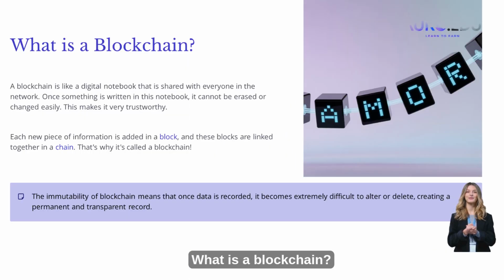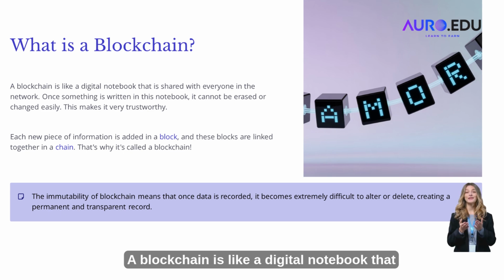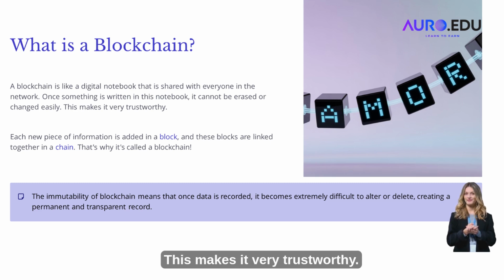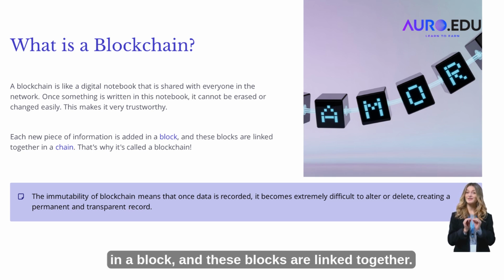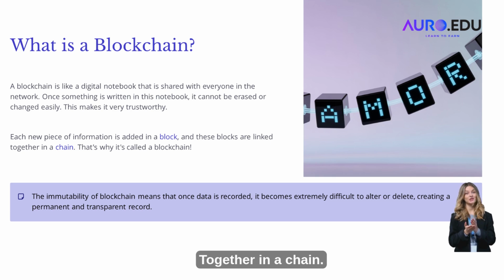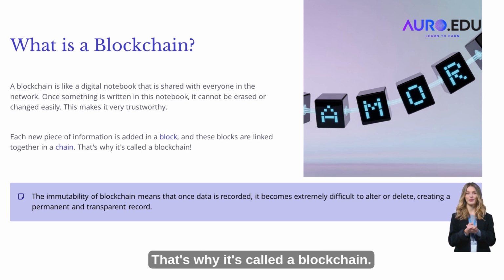What is a blockchain? A blockchain is like a digital notebook that is shared with everyone in the network. Once something is written in this notebook, it cannot be erased or changed easily. This makes it very trustworthy. Each new piece of information is added in a block, and these blocks are linked together in a chain. That's why it's called a blockchain.